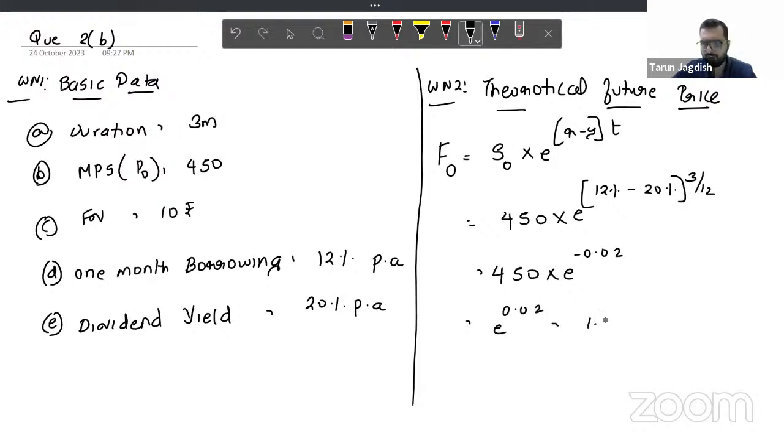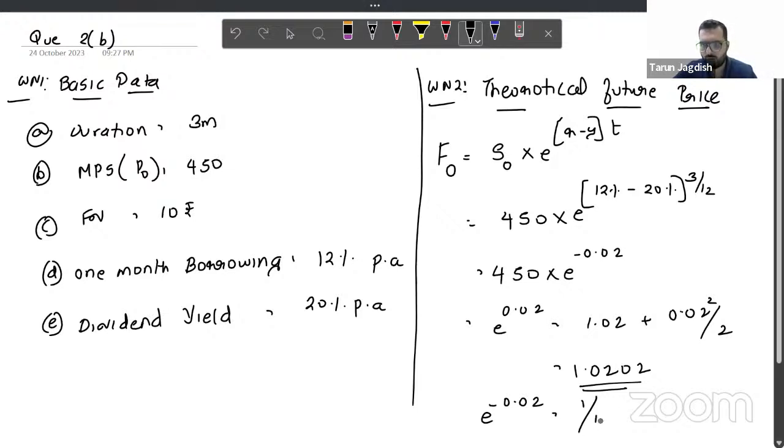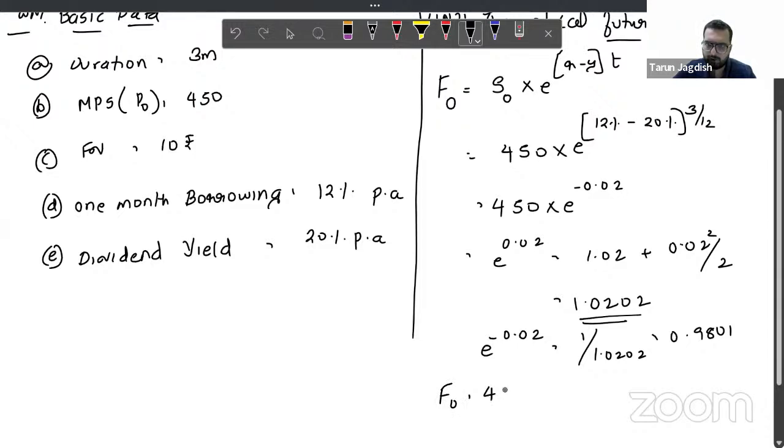First let's find out e raised to 0.02. That will be 1 plus 0.02 plus 0.02 square divided by 2, so that will be 1.0202. Therefore, e raised to minus 0.02 will be 1 divided by 1.0202, which is 0.9801. So F0 in this case will be 450 into 0.9801. You will get the answer as 441. All right.